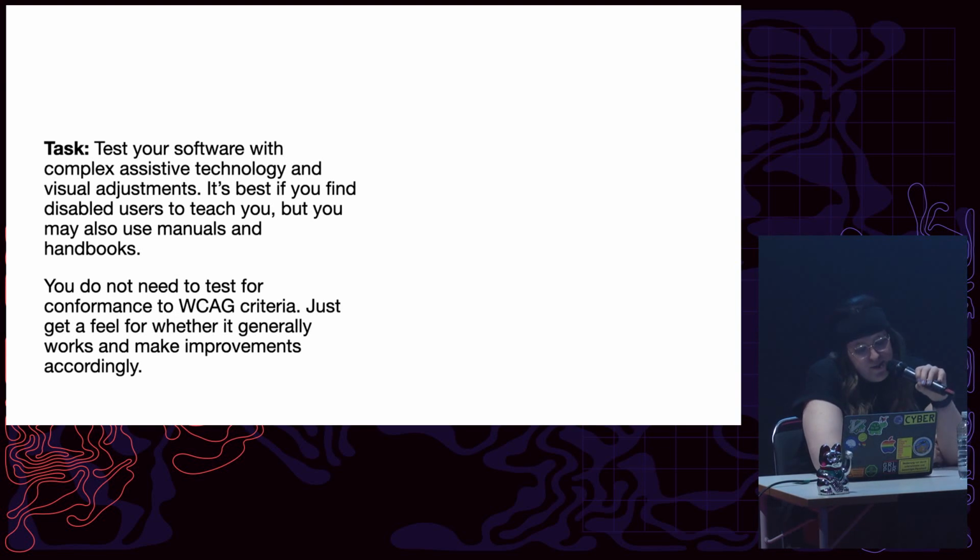Okay, the task for this step should be, you should test your software with complex assistive technology like a screen reader or some of these mobility aids that we have discussed before, and you should see whether that works. You don't have to have the full experience for this, but it's best if you have a disabled user guide you and teach you this assistive tech beforehand. So you will probably get lost on your first time that you're doing it.